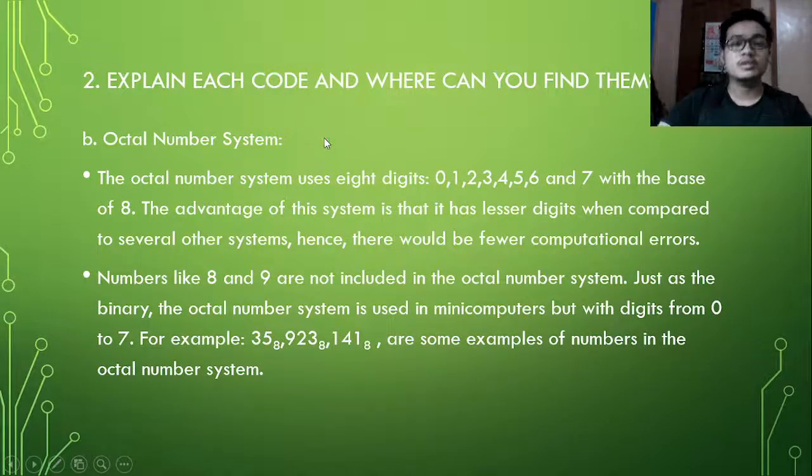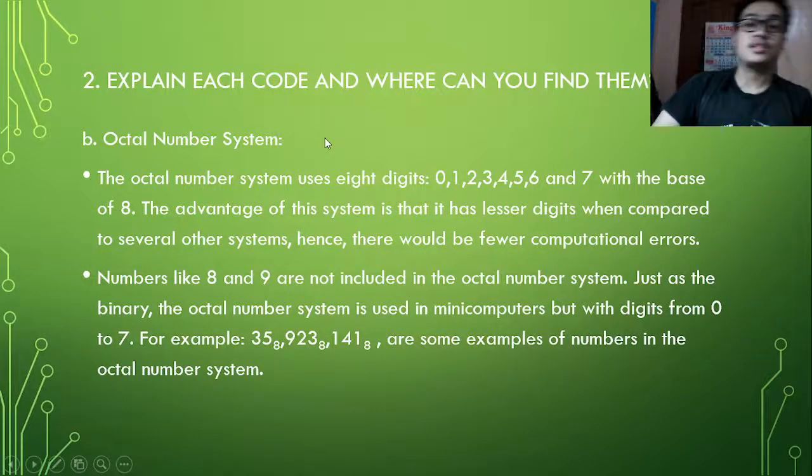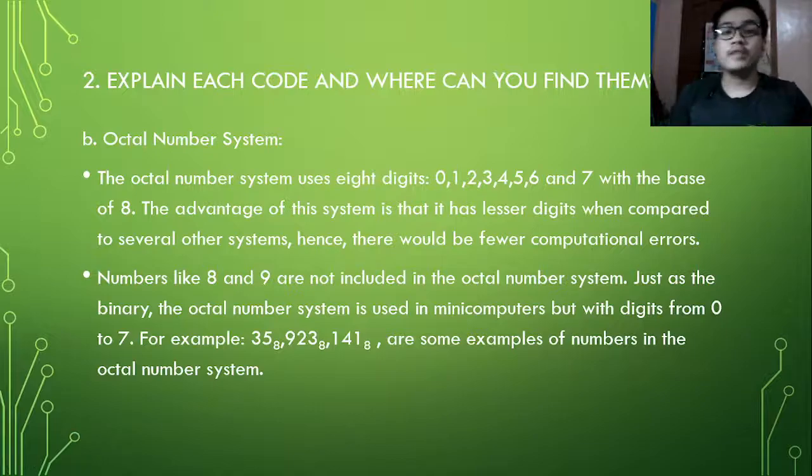Next is the octal number system. The octal number system uses 8 digits, 0 to 7, with the base of 8. An advantage of this system is that it has fewer digits when compared to several other systems that we'll be mentioning here. Hence, there will be fewer computational errors. Numbers like 8 and 9 are not included in the octal number system.